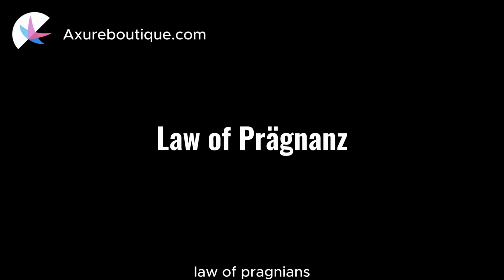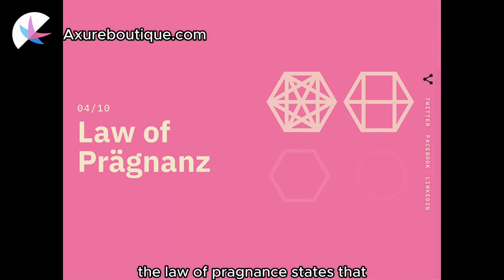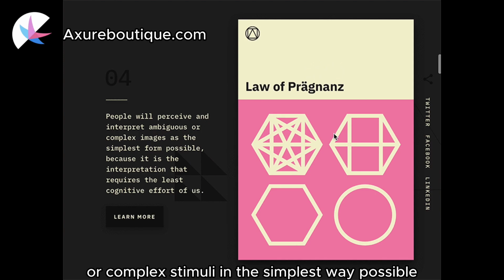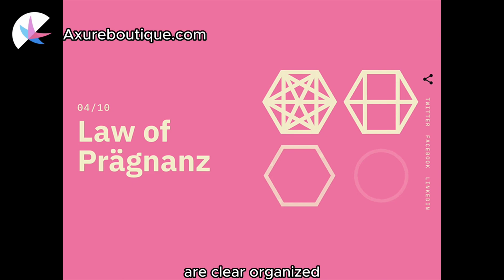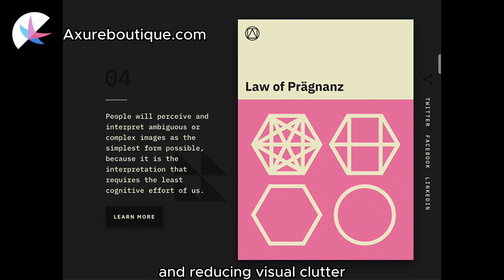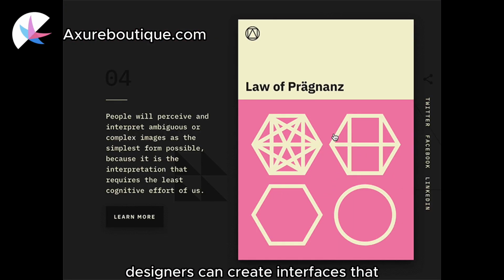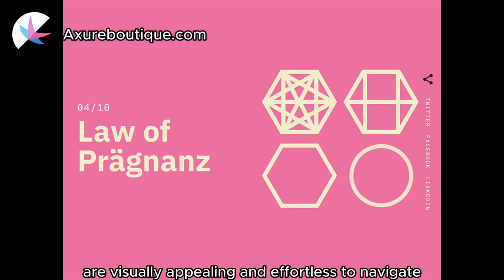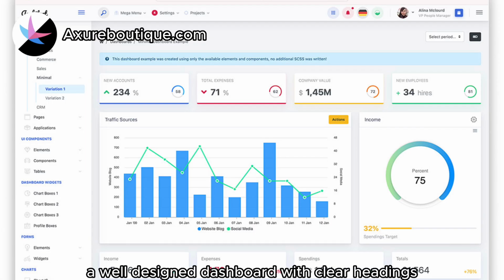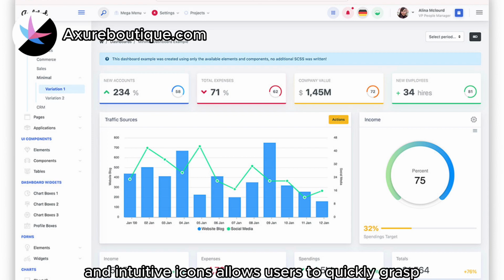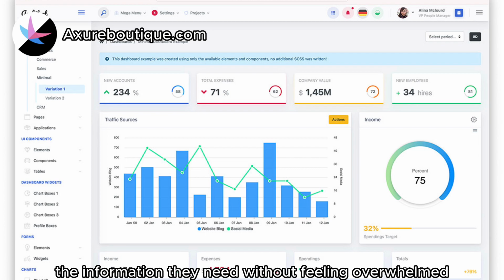Law of Prägnanz. The law of Prägnanz states that people perceive and interpret ambiguous or complex stimuli in the simplest way possible. This means that users tend to prefer designs that are clear, organized, and easy to understand. By simplifying complex information and reducing visual clutter, designers can create interfaces that are visually appealing and effortless to navigate. For example, a well-designed dashboard with clear headings, concise labels, and intuitive icons allows users to quickly grasp the information they need without feeling overwhelmed.